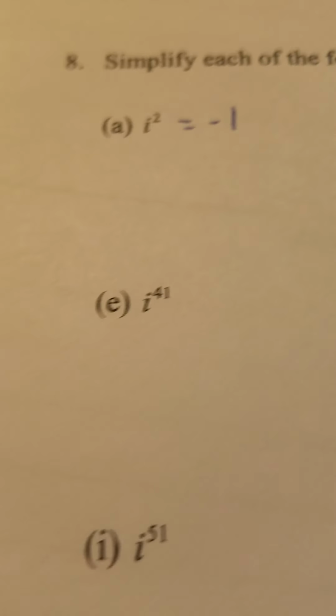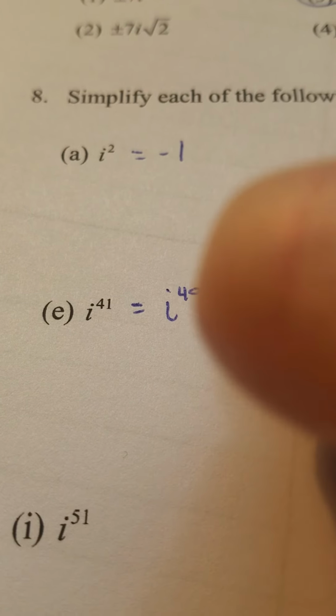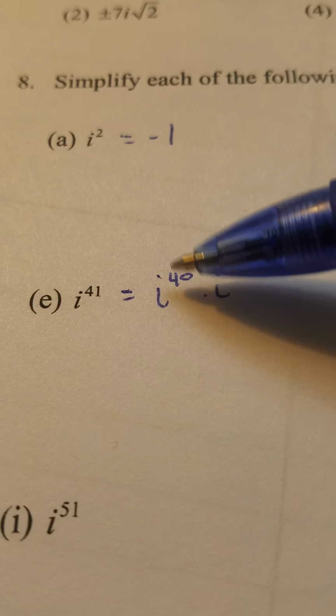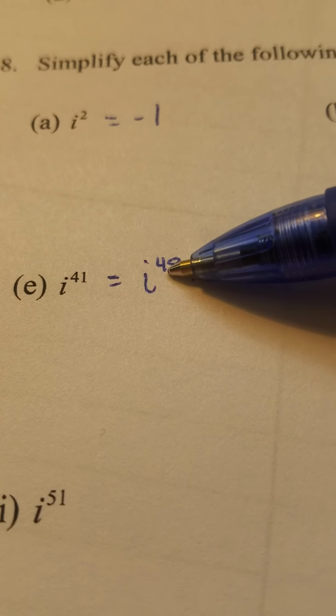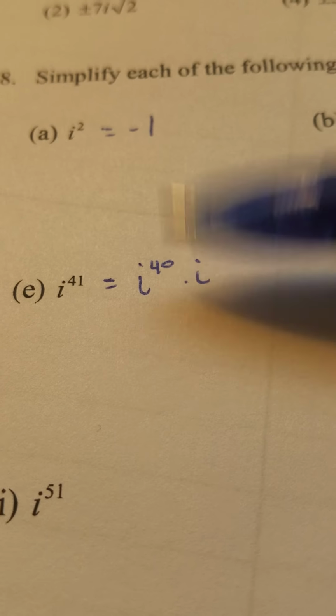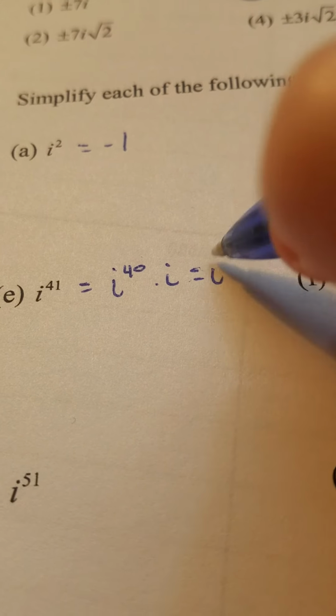So letter E, i to the 41st. I'm going to drop that exponent down by 1, and we're going to change this to i to the 40th times i. Well, now that we've got an even power here, we can determine, is this negative 1 or positive 1? 40 divided by 2 is 20, and it can be divided by 2 again, so that's going to be positive 1, and 1 times i is just i.